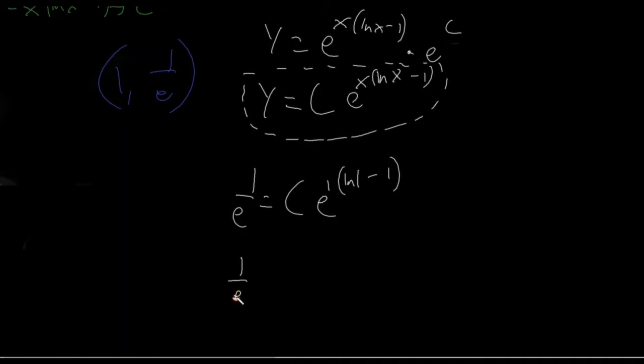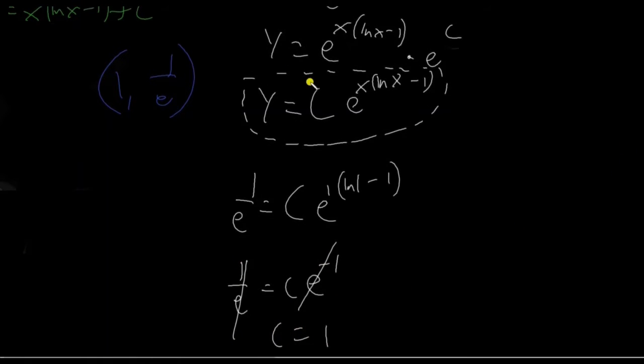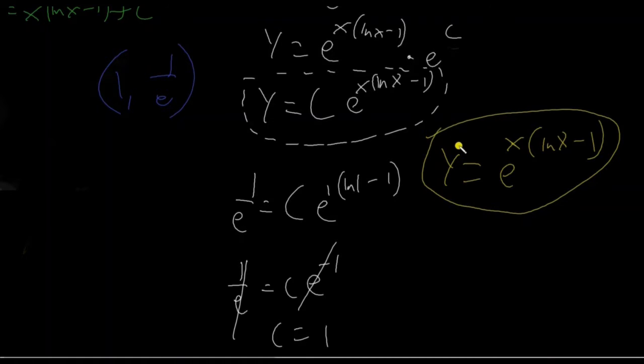So 1 over e is equal to C times e to the negative 1. And e to the negative 1 and 1 over e are the same thing, so they cancel. We're just left with C equals 1. That means in this original equation, C is 1. So I'll just write my final answer as y is equal to this. And that's our answer for part A. Let me just erase and we'll do part B now.